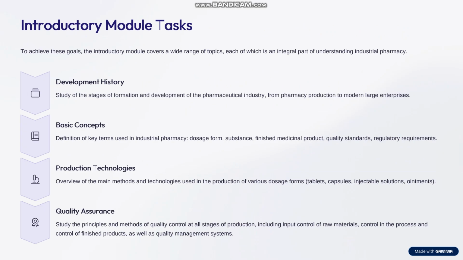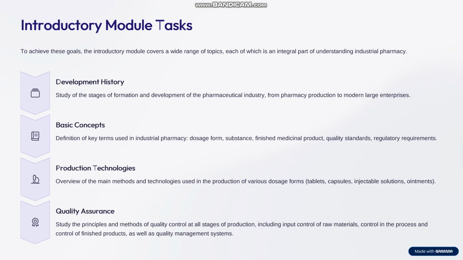To achieve these goals, the introductory module covers a wide range of topics, each of which is an integral part of understanding industrial pharmacy. Development history. Study of the stages of formation and development of the pharmaceutical industry, from pharmacy production to modern large enterprises. Basic concepts. Definition of key terms used in industrial pharmacy: dosage form, substance, finished medicinal product, quality standards, regulatory requirements. Production technologies. Overview of the main methods and technologies used in the production of various dosage forms: tablets, capsules, injectable solutions, ointments.